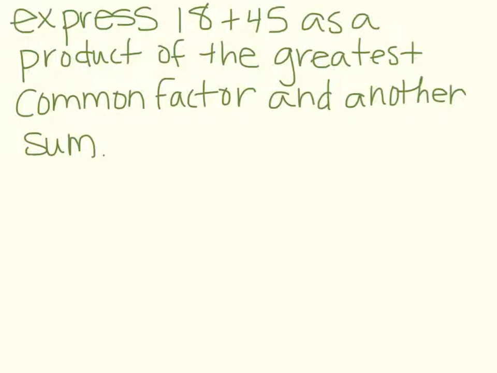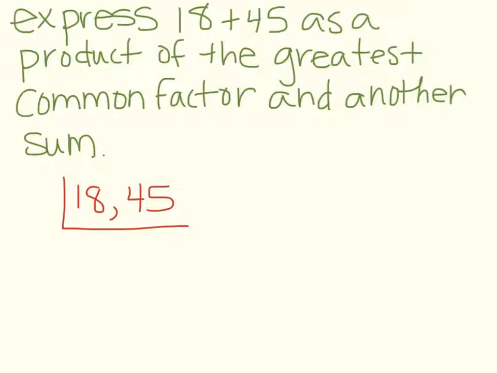Let's try another example that asks us to blend the greatest common factor and the distributive property. In this problem, we're going to express 18 plus 45 as a product of the greatest common factor and another sum. So our first step is to find the greatest common factor of 18 and 45. Again, use whichever method you prefer, but I would recommend you use prime factorization because it will make the process a little bit faster and more straightforward. So I'm going to use method 3 and compare 18 and 45 at the same time.